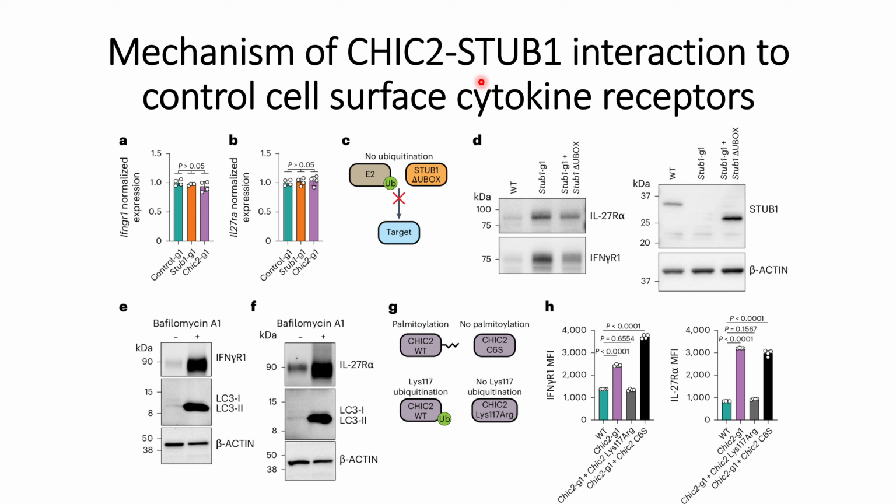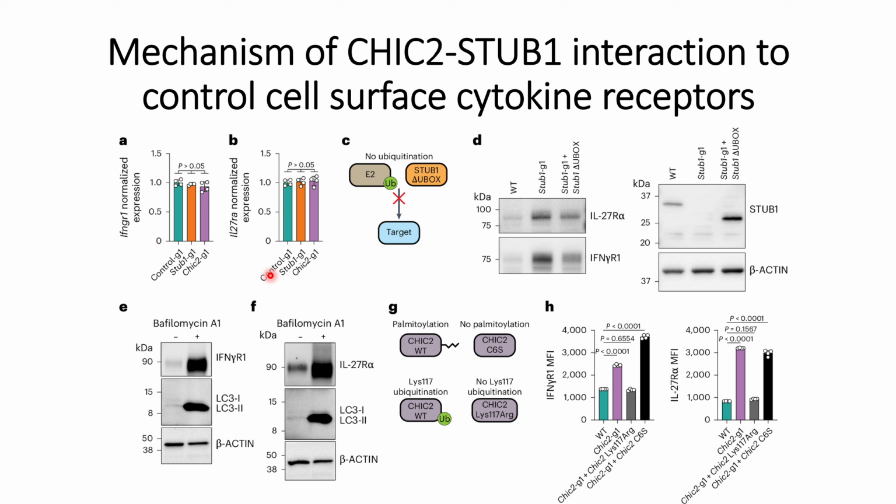For example, if either CHIC2 or STUB1 is knocked down, they see high expression of the cytokine receptors. Since STUB1 has a role as an E3 ligase, they hypothesized that CHIC2 and STUB1 might form a complex that interacts with the cytokine receptors, and instead of expressing them on the cell surface, diverts them towards ubiquitination. So they need to validate this hypothesis.